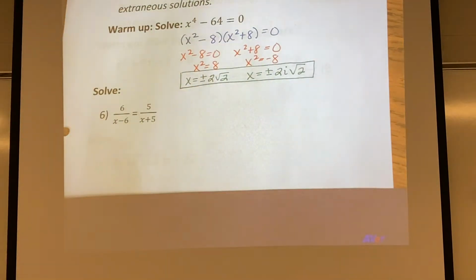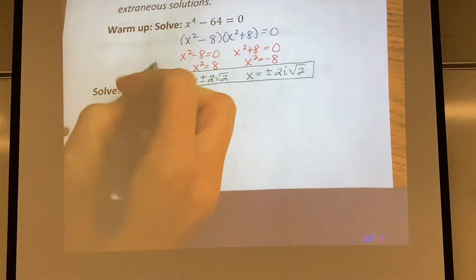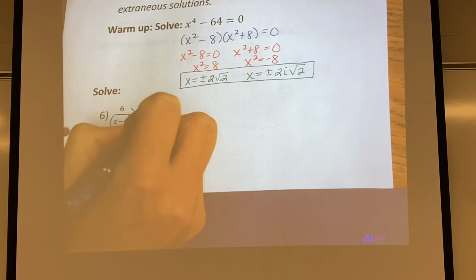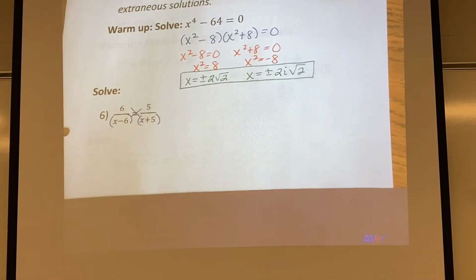Today we have some solving of rational equations or fractions. So we're going to start by when we have just one fraction on each side. This is kind of a special situation. In this situation, we can cross multiply. But when we do that, you have to make sure you superimpose some parentheses on there.